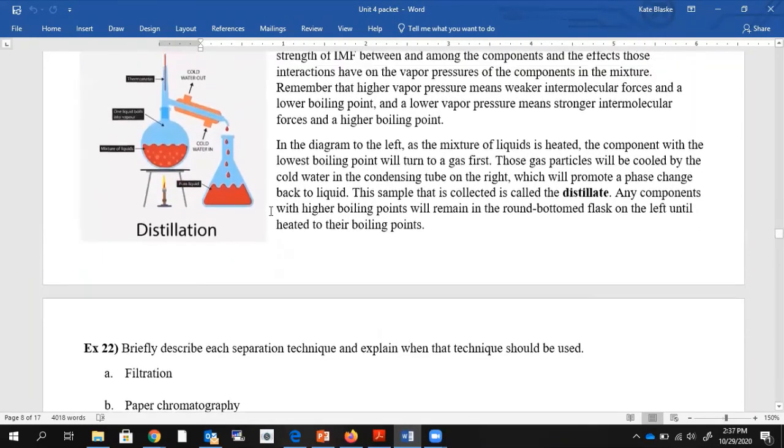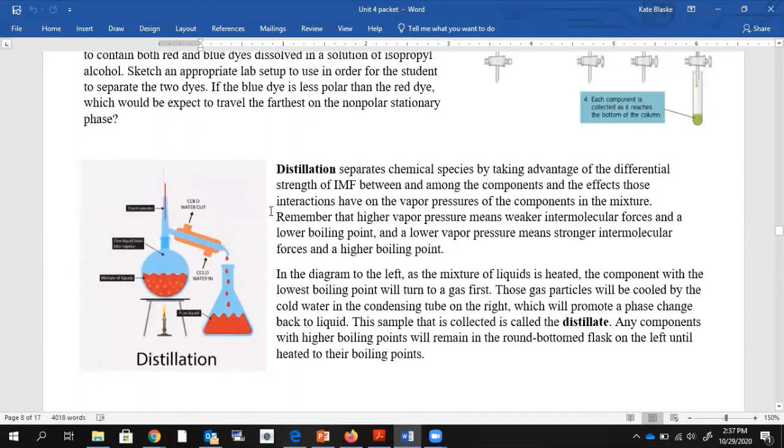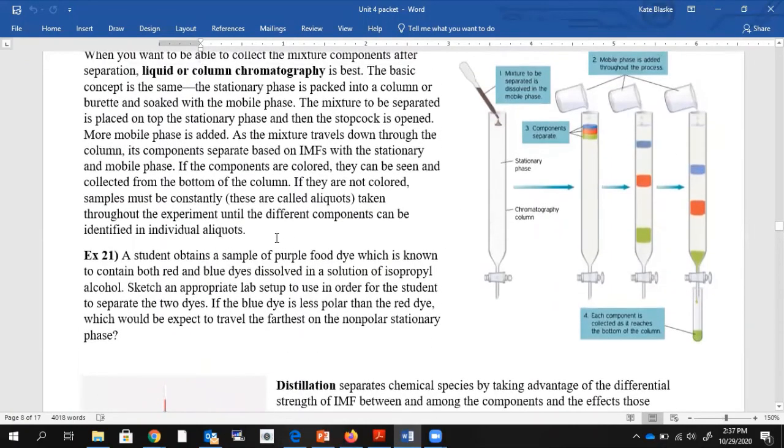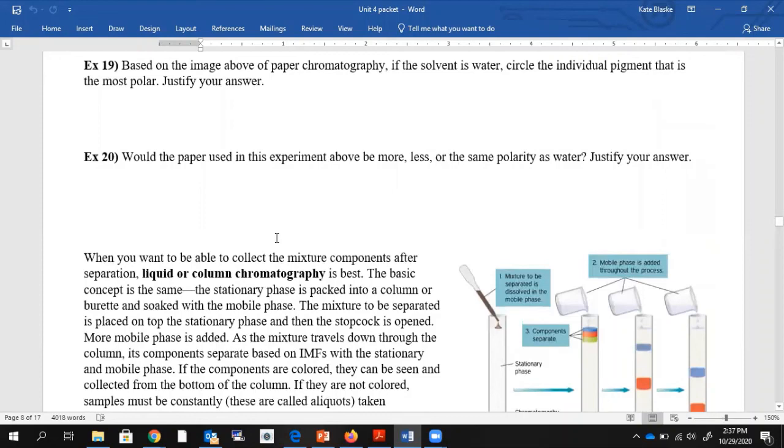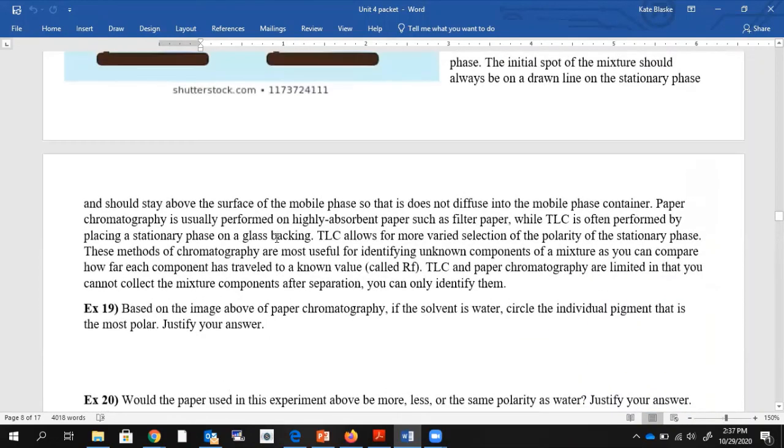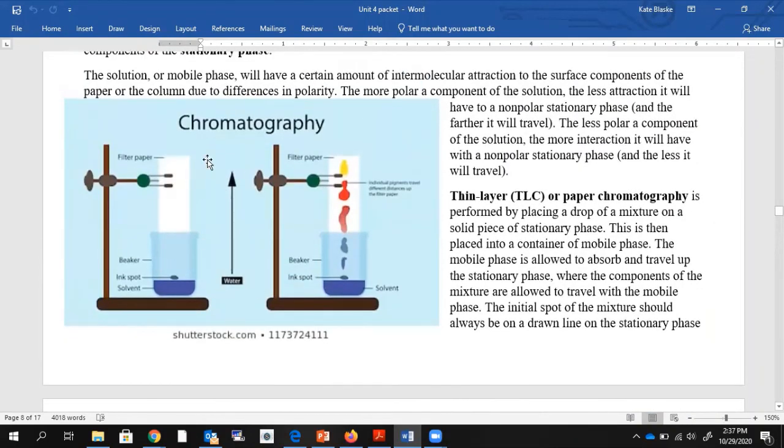So this is a lot of vocabulary. There are always questions on the AP test about these topics, but it's usually not a ton. You do need to be able to recognize what setups are for which type of separation and what situations work best for each type of separation.